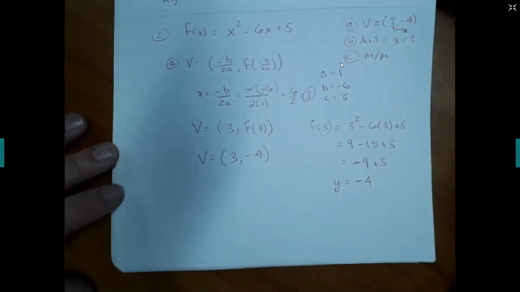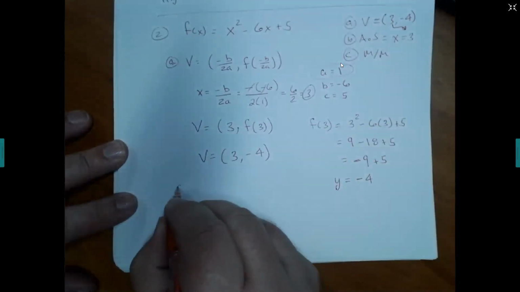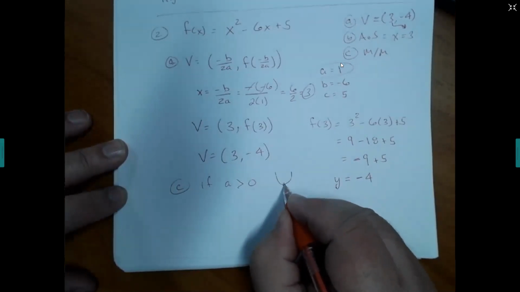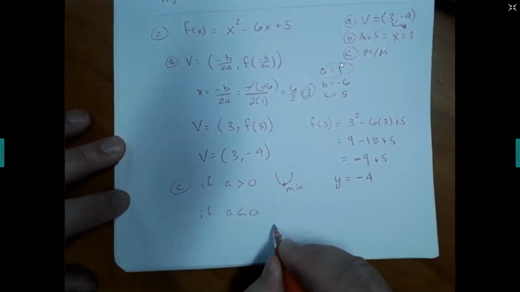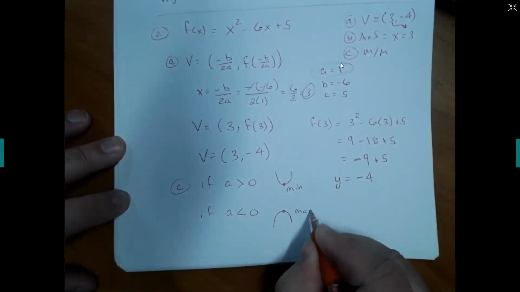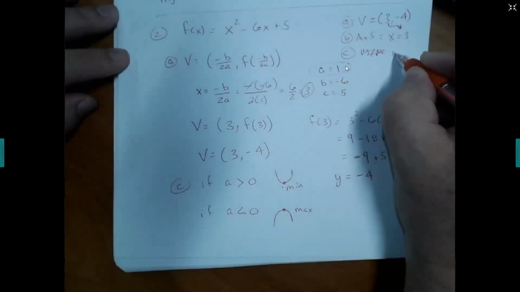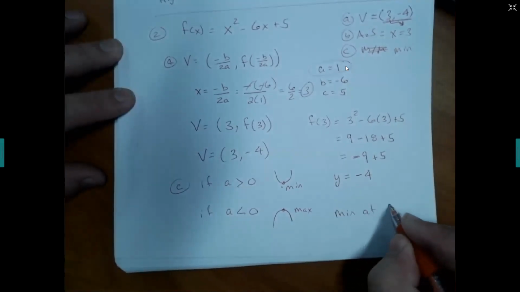Okay, now do we have a maximum or minimum? Look at A. If A is positive, it looks like this. We have a min. If A is negative, it goes down. We have a max. Okay, so since our A is positive, that means we have a minimum at that point, at the vertex. A minimum at 3, negative 4.